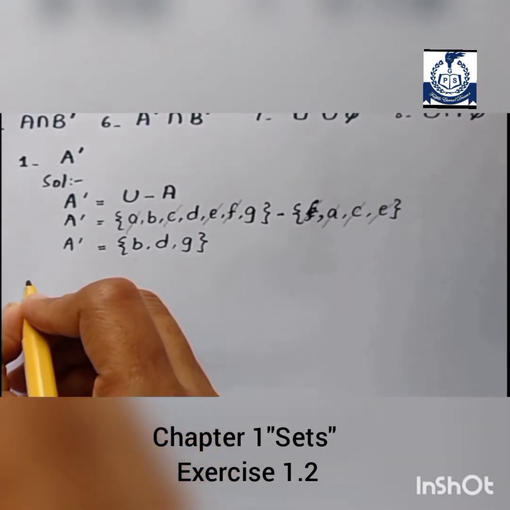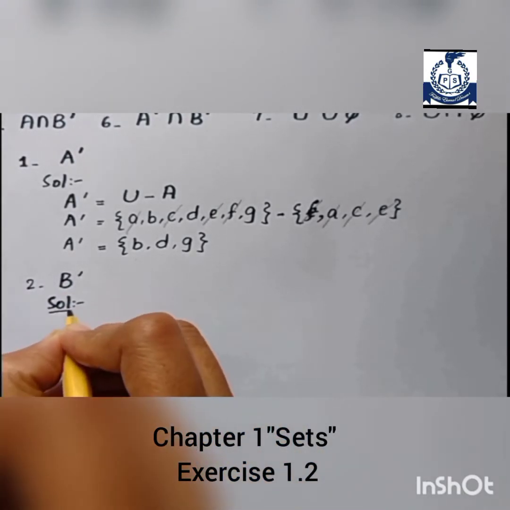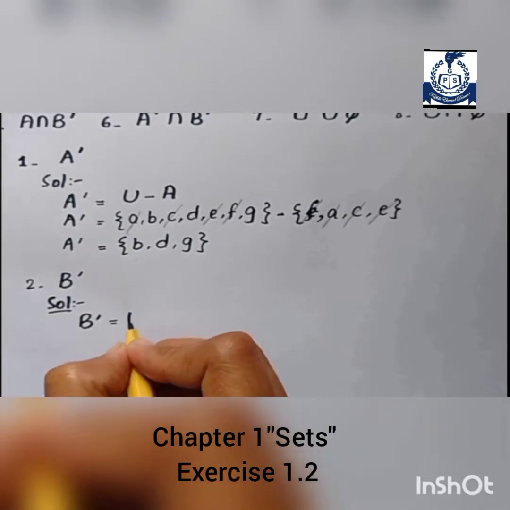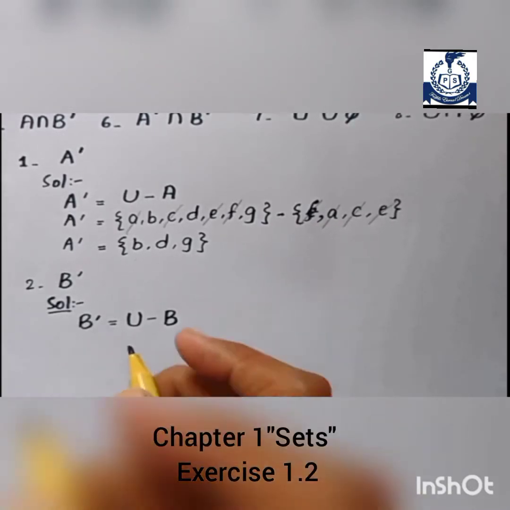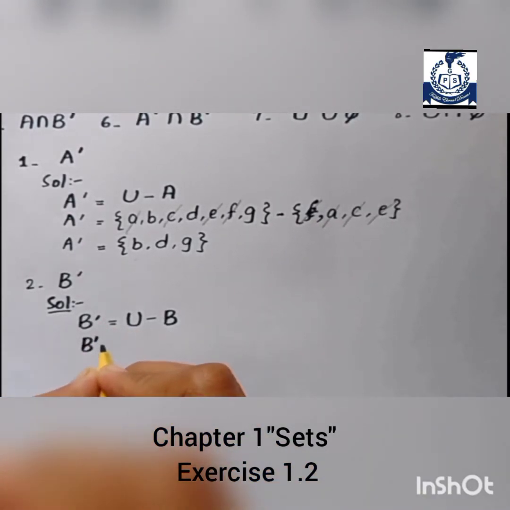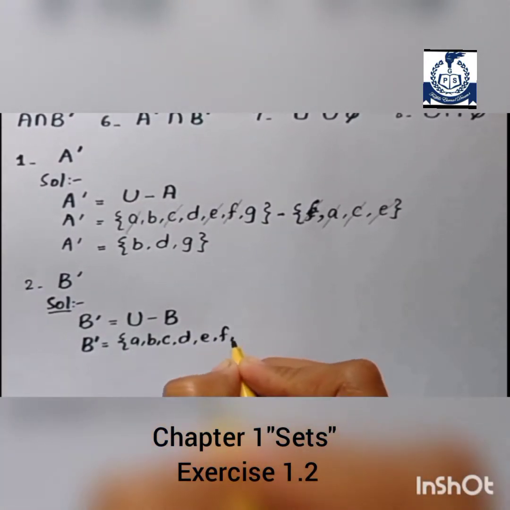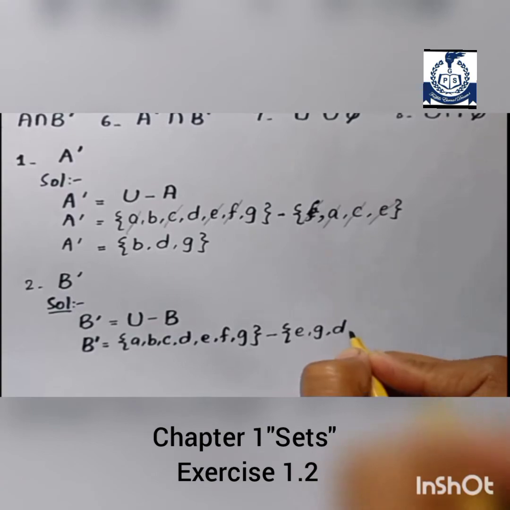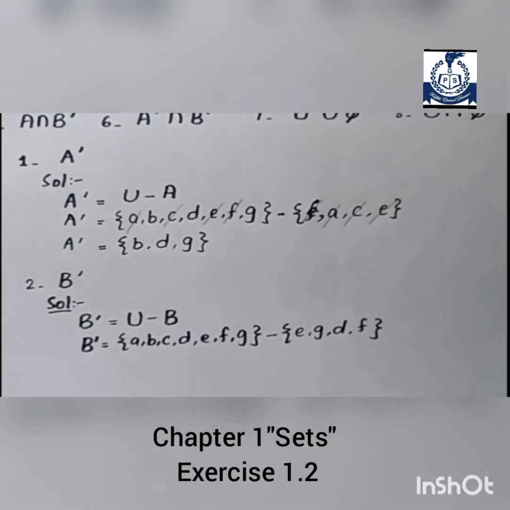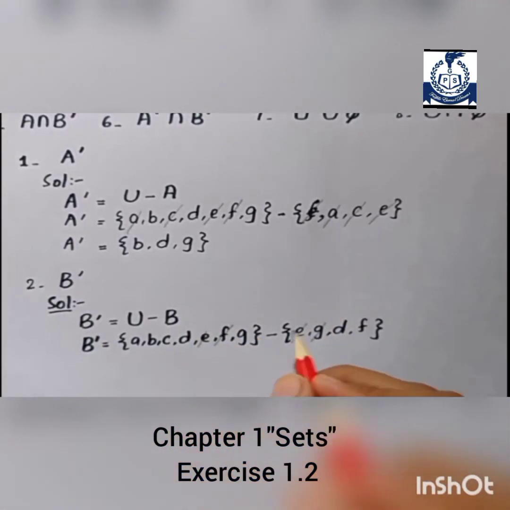We find out B complement, same as the previous method. B complement. Solution: B complement is equal to universal set minus B. In place of universal set we write the elements of universal set. B complement is equal to A, B, C, D, E, F, G minus B. In place of B we write the elements of B, E, G, D, F, and we cancel out the same elements of a set. E से E cancel out, G से G cancel out, F से F cancel out and D से D cancel out.